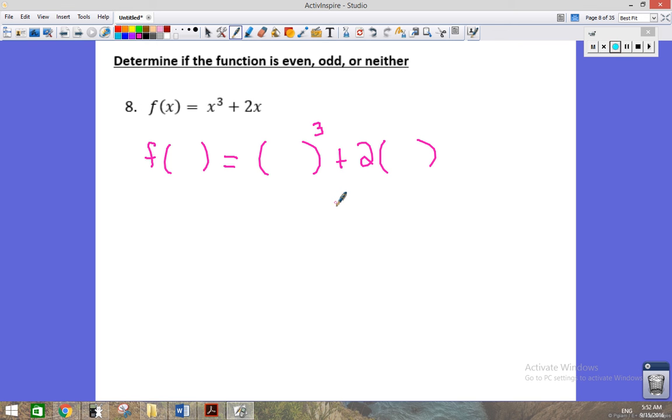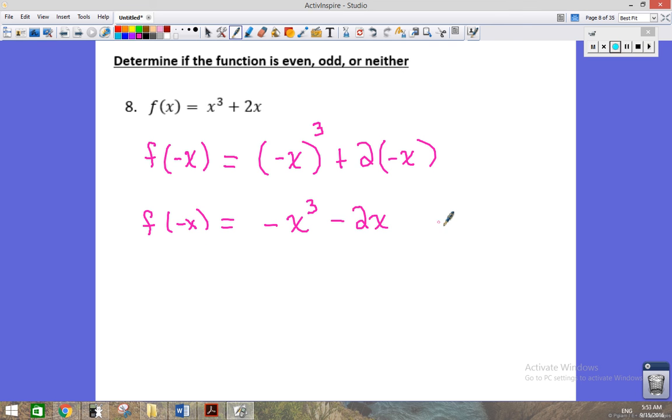The input that we want to give it is not x, but the opposite of x. So if we give this the opposite of x, it's going to create this addition problem. It's going to cube this opposite of x, and then it's going to double it. So let's take a look and see what the expression simplifies to. If I have a negative base raised to an odd power, that's going to be a negative number. And this addition is now going to change to subtraction.